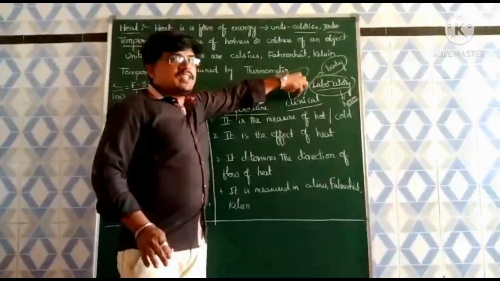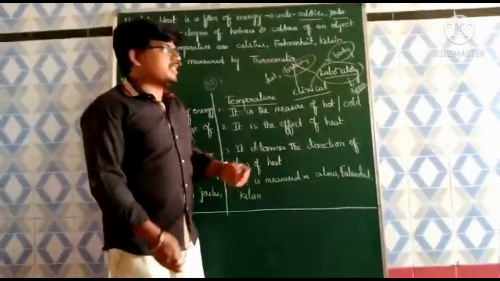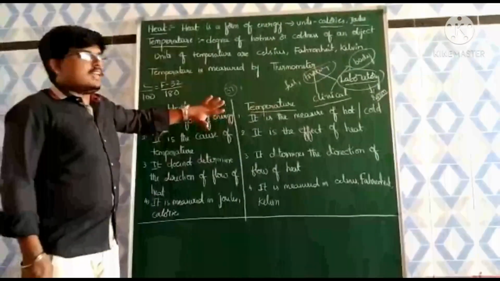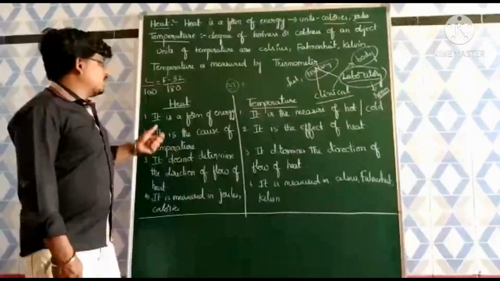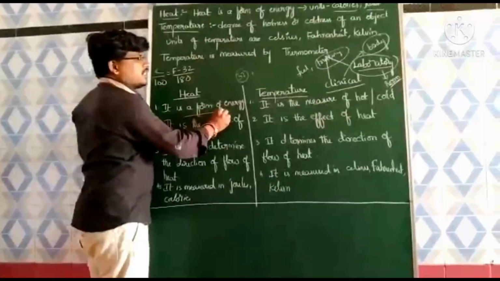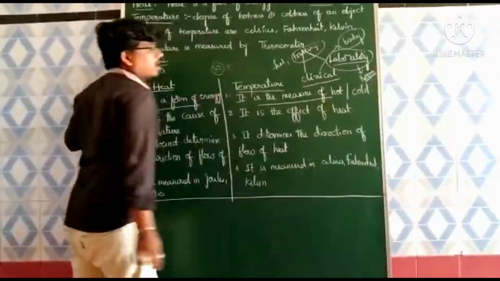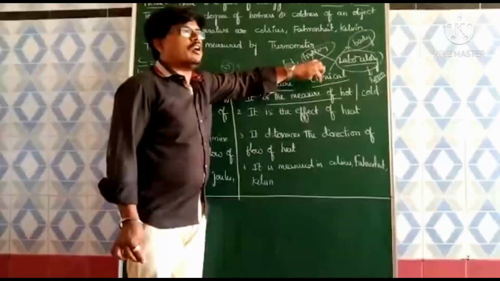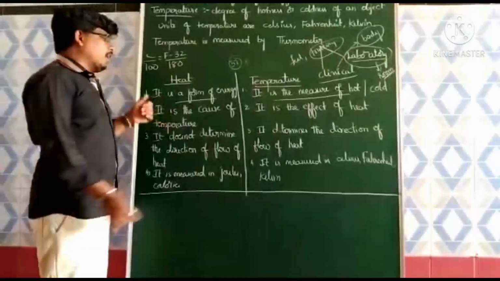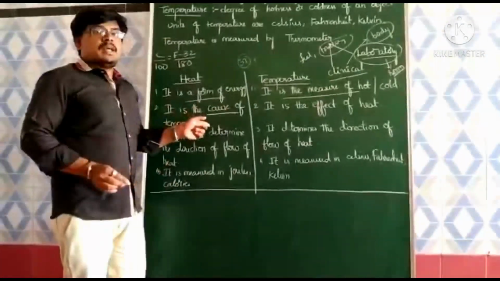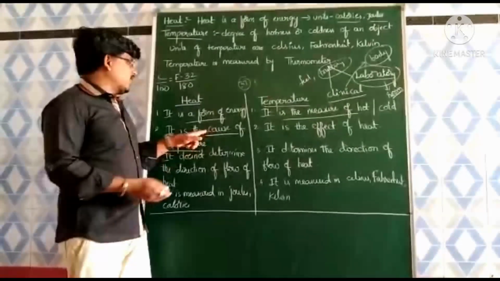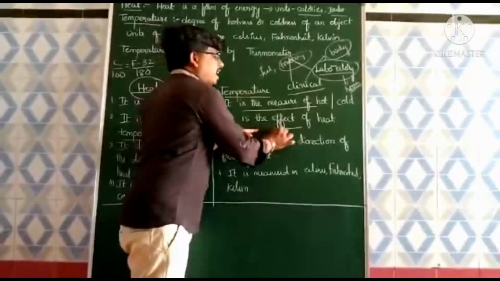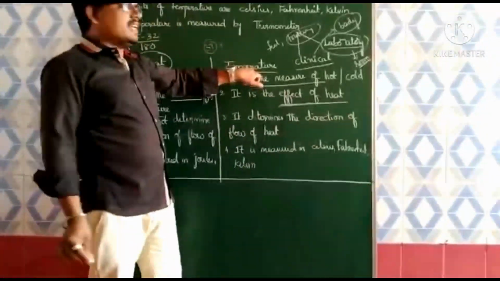Regarding these two topics, we are going to explain in the further sessions. Up to now, just remember that there are two types. Finally, I want to define the differences between heat and temperature. Heat is a form of energy, and temperature is a measure of hot or cold, how much hot or how much cold. Coming to the second point, heat is the cause of the temperature. In order to increase the temperature, heat is mandatory. Temperature is the effect of heat, because of it the temperature increases.